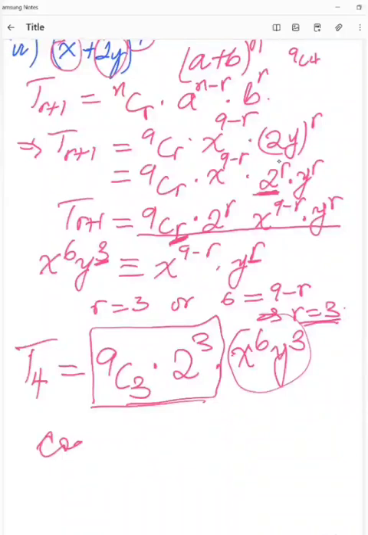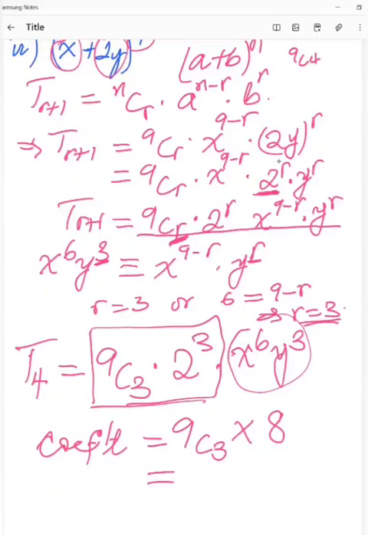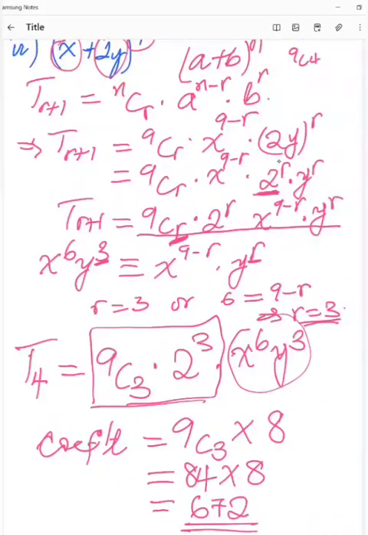So the coefficient should be equal to 9 combination 3 times 2 to the 3rd, which is 8. Now, 9 combination 3 is 84, and we are multiplying by 8, and that gives us 672 as the coefficient of the term in x to the 6th y cubed.